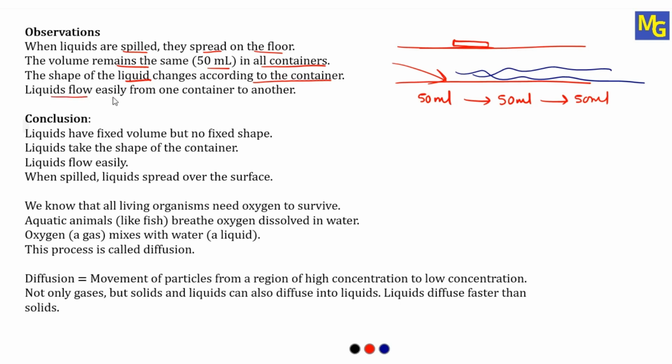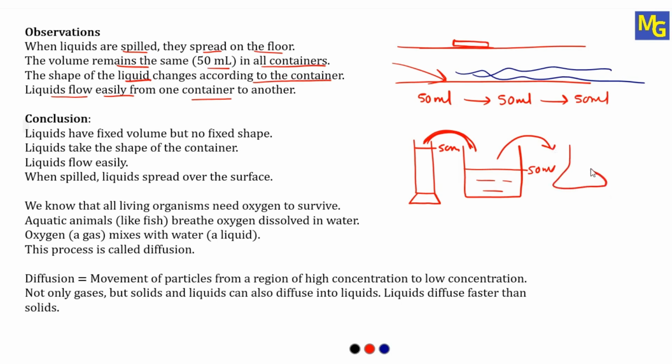Now the next point, liquids flow easily from one container to another container. Very simple point. As we have transferred the liquid from one container to another, when the liquid was in the measuring cylinder, it took the shape of the measuring cylinder and it was 50 ml. When we transferred this water into the beaker, still it was 50 ml and it took the shape of the beaker, and while transferring, it transfers very smoothly. When we transfer this water from the beaker to the conical flask, it takes the shape of the conical flask. Quantity remains the same, 50 ml, and very easily we can transfer it into the conical flask. So this is the observation.